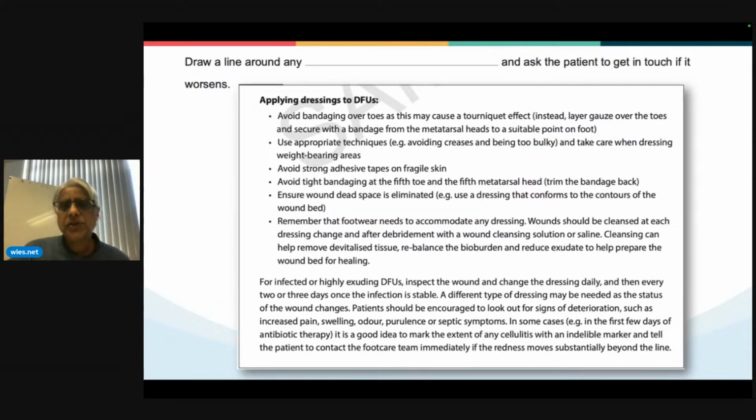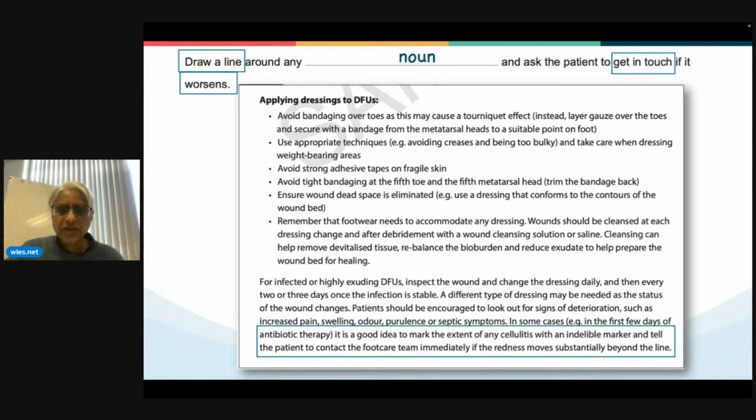The second question: draw a line around any something and ask the patient to get in touch if it worsens. Again, you're going to need a noun and some words to scan for: drawing a line, get in touch, worsen. And I think I'd probably look for get in touch. But you can see here, I've just highlighted this area.